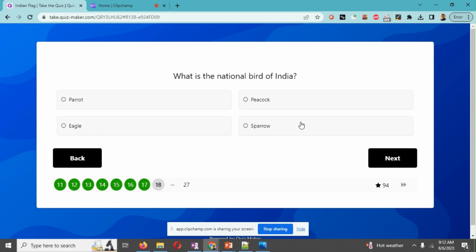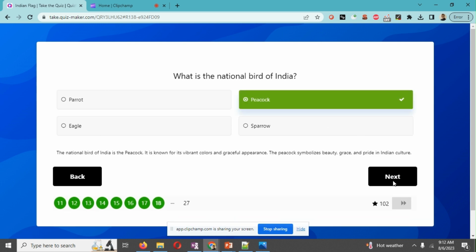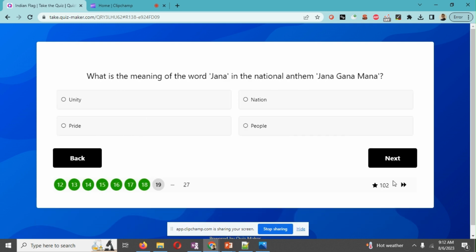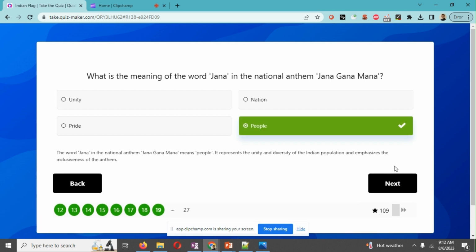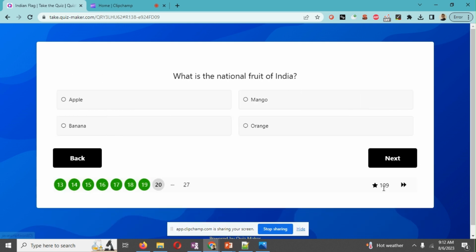What is the national bird of India? The national bird of India is the peacock. We all know that. What does the word Jan mean? Jan means people. That's the correct answer. What is the national fruit of India? The national fruit of India is mango.